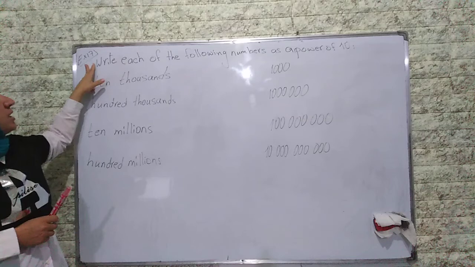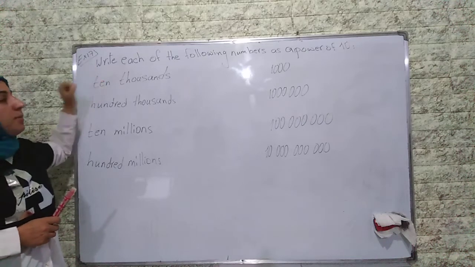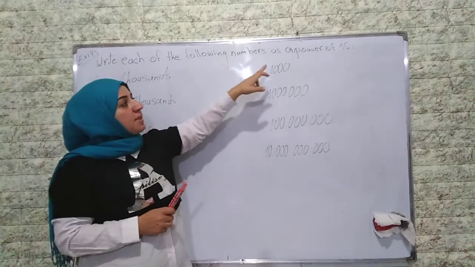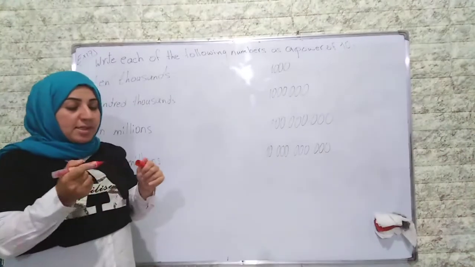Today we will solve exercise 17 and 18. Let's start with the first one. Write each of the following numbers as a power of 10 before we start solving.